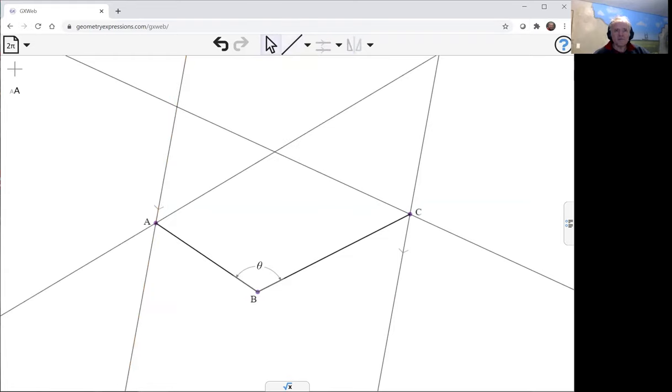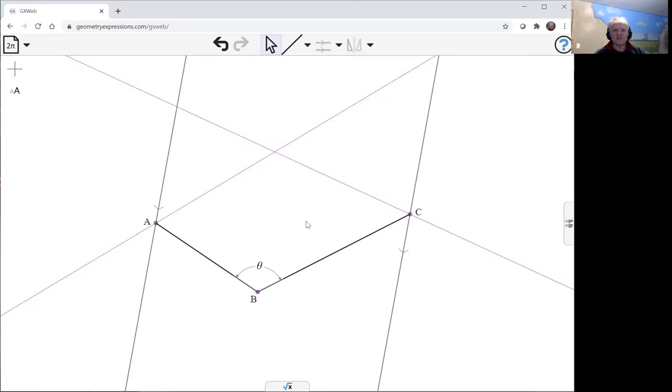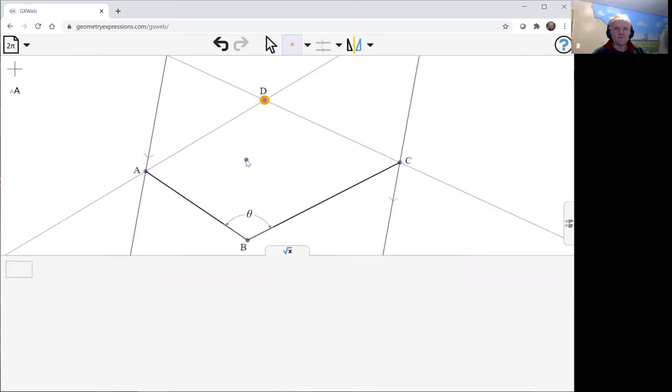I can now ask, well, before I do that, let me just change the color of these so I can focus in on the two that I'm asking for the angle between, and let me create a point at the intersection so I can refer to the angle. And so I'll ask for the angle ABC. And I find that's 2 times pi minus theta.